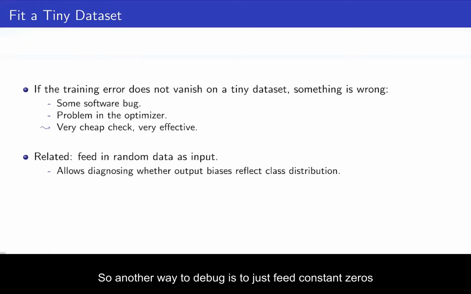Another way to debug is to just feed constant zeros at the input, or random data, which basically means something like a black image, and check if the output biases reflect the class distribution. This means that if you have an imbalance in your data set, let's say 5% positive and 95% negative, and the inputs are zeros, then you want the softmax output to also be 5% and 95%. If this isn't the case, then you should go fix your output biases.